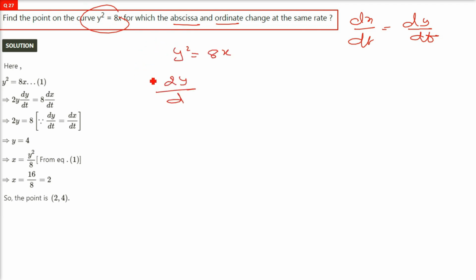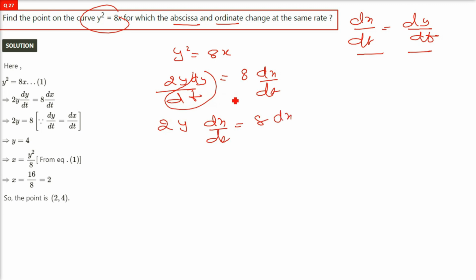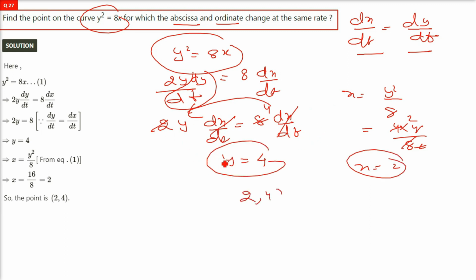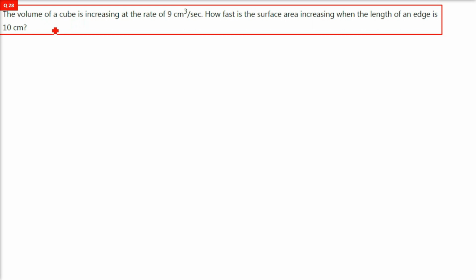2y dy by dt is equal to 8 dx by dt. So dx by dt and dy by dt, they both are equal. So 2y dx by dt equals 8 dx by dt. You can cancel these two out. y is directly equal to 4 here, and since x is y square by 8, you can find out x from here. That is, y is 4, so 16 by 8, it will be 2. So for x equals 2, y is 4, so 2 comma 4 is the point where abscissa and ordinate change at the same rate.